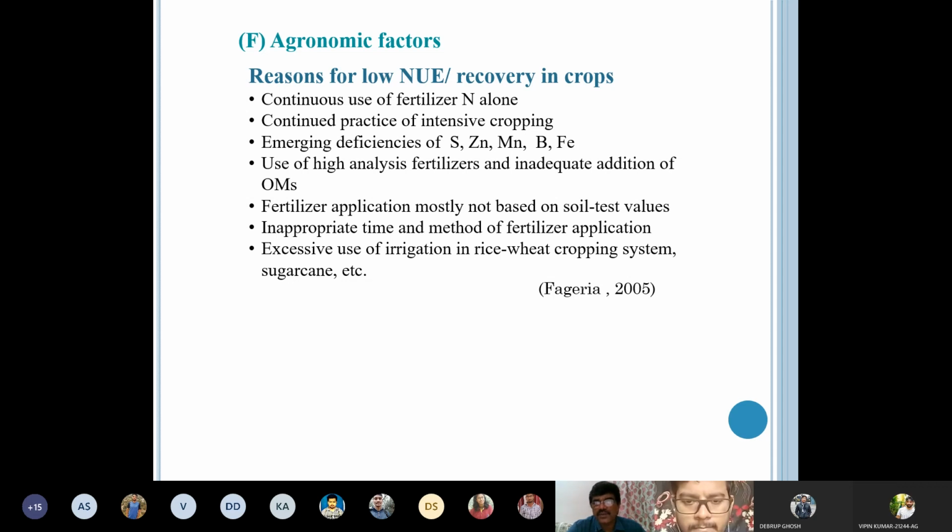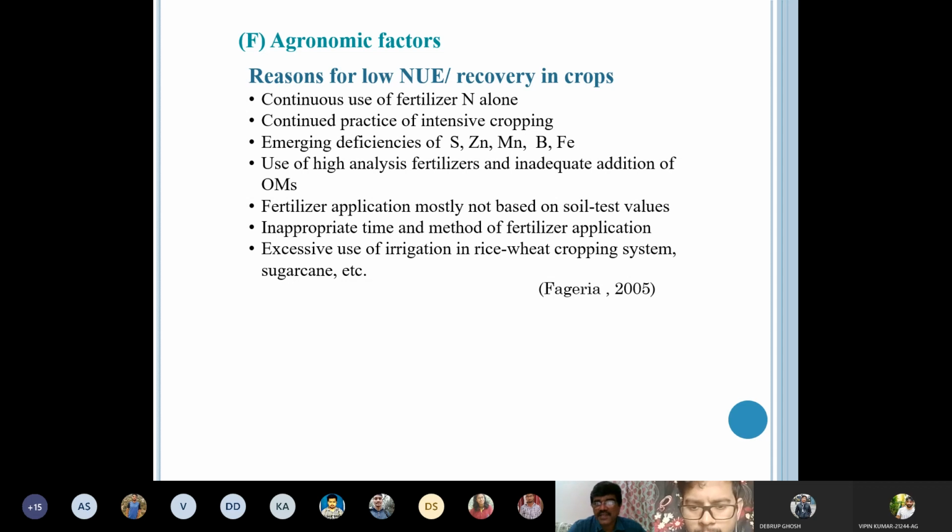Fertilizer application is mostly not based on soil test values. We should go for soil testing, and according to that, we should apply all the nutrients to make a balanced supply of nutrients. In addition, there is inadequate addition of organic manures, and inappropriate time and method of fertilizer application. Phosphatic fertilizer, if you apply by top dressing, its use efficiency will be low. I think we have discussed this method.